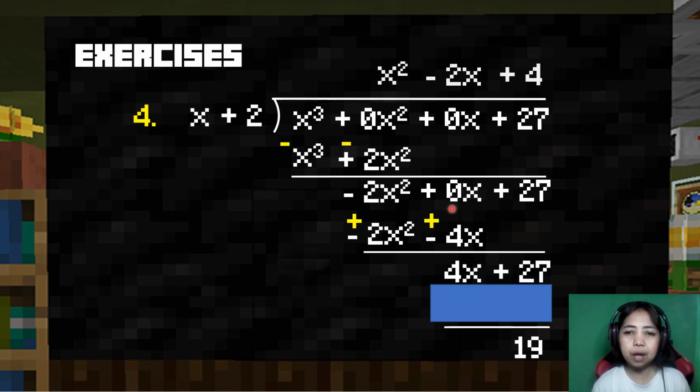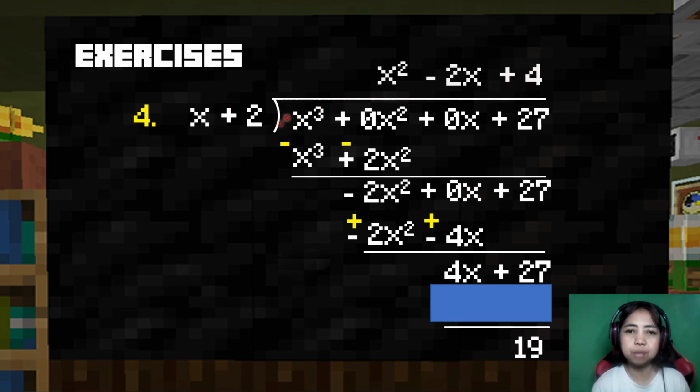In here, we have 0x plus 4x. So, we have, syempre, 4x pa rin. Plus, bring down natin yung 27. Next, 4x divided by x. So, cancel na yung x. Ang matitira na lang ay 4. And then, we multiply 4 times x. Yun ang ating sagot dito.